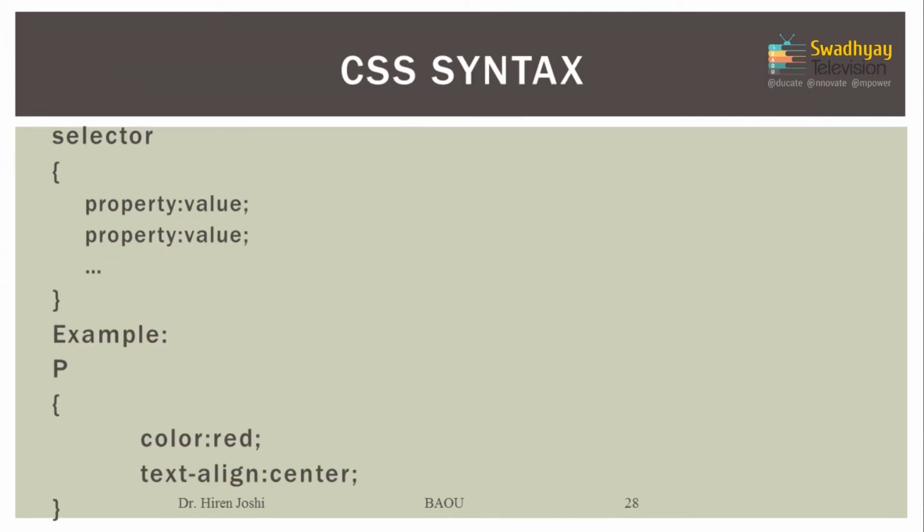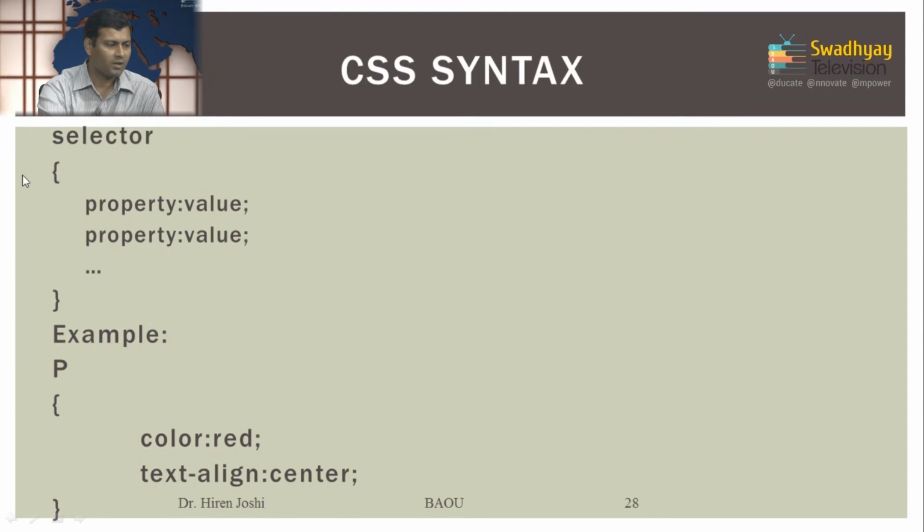External style sheets you can create externally. I will show you the syntax. To create any style sheet, you first write the selector, curly braces, then its property, colon, value, and then you write a semicolon to make sure that this is the end of that property. Then another property, colon, its value, and semicolon. You can define as many properties as you want in that particular selector. For example, if you want to define a selector for the P element, meaning the paragraph of HTML, you can define its color as red and text align as center.